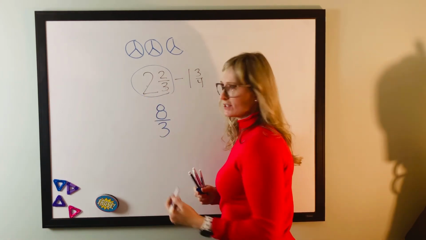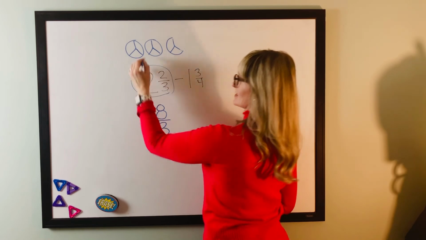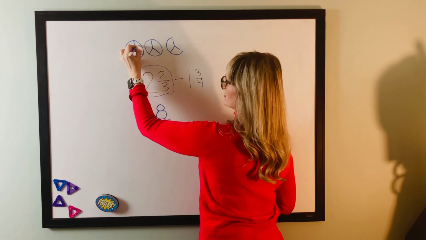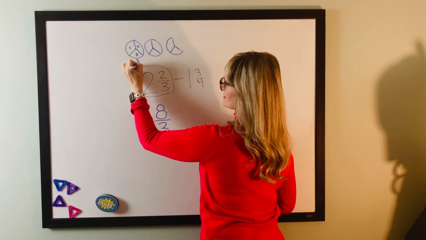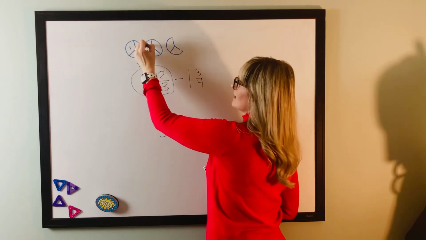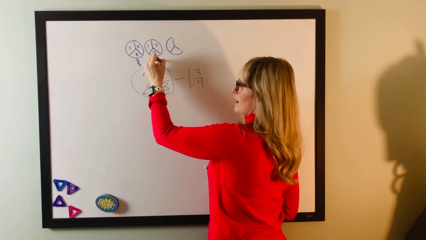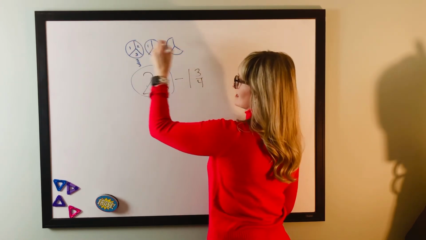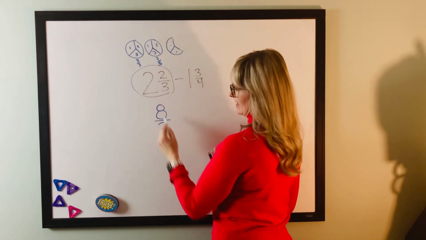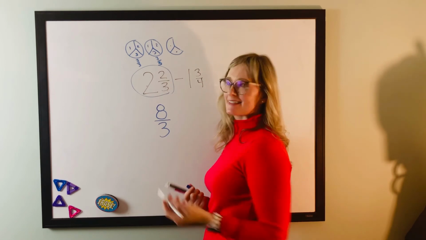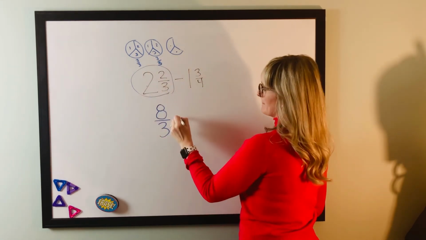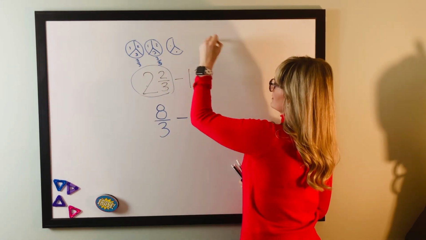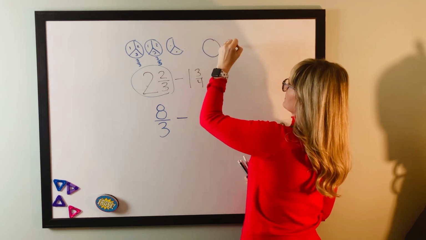But what does that actually look like? Well, what it looks like is I have 2 whole things into thirds. 1, 2, so that's 3/3, of course, because it's one whole thing. This is 3/3, of course, because it's one whole thing. How many thirds do I have so far? Well, I have 6, 7, 8. 8/3. So that's all it means. So that's 8/3 minus one whole thing and 3/4.